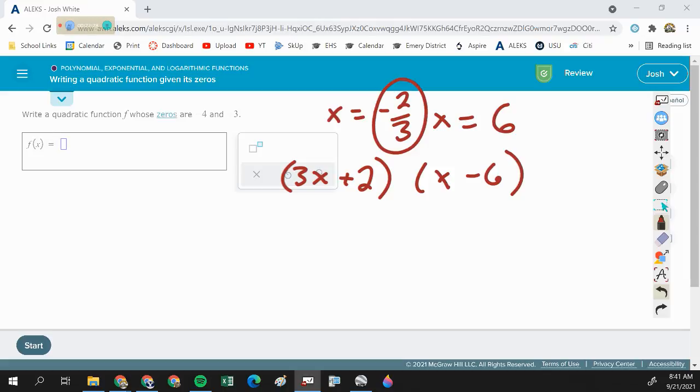When you solve that, you would subtract 2 and then divide by 3. So x is -2/3. And then you would just multiply that out, and you'd get 3x squared. This would give you -18, and that would give you +2. So that would be the equation of the quadratic.